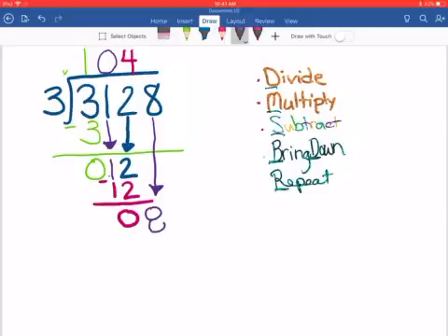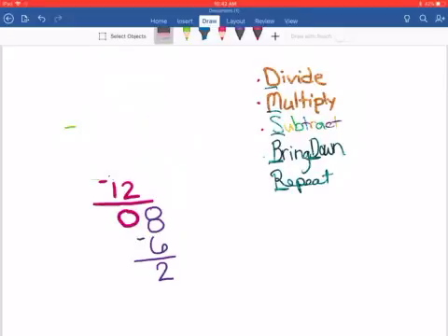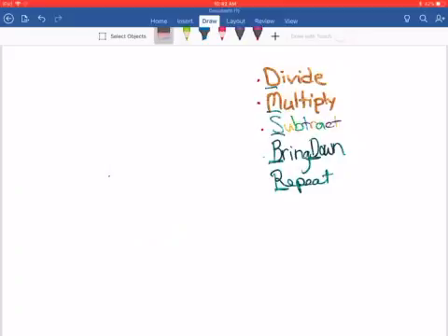Bring down my 8. 8 divided by 3 is 2. Gives me 6. 8 minus 6 is 2. I have a remainder 2. So 1,042, remainder 2. Just remember, if you bring a number down and you still can't divide by it, you have to put the 0 over the top of it, because it shows that you did try to divide by it. All right, moving on. If you are not confident about that, go back and rewatch that. Otherwise, let's move forward.